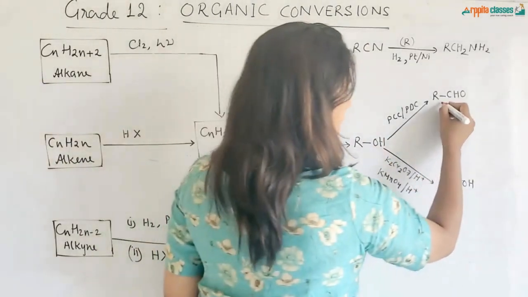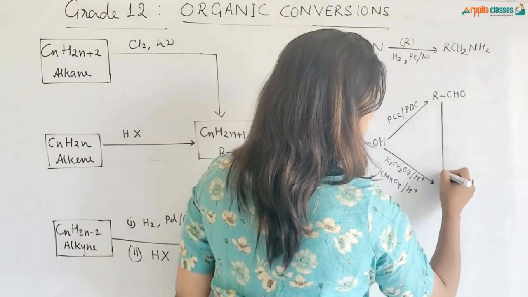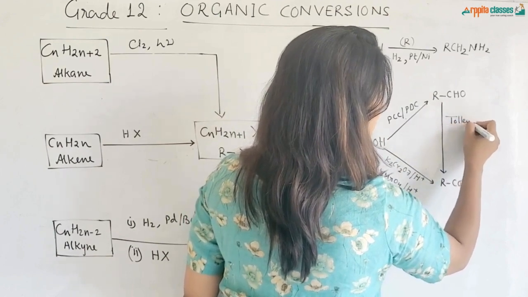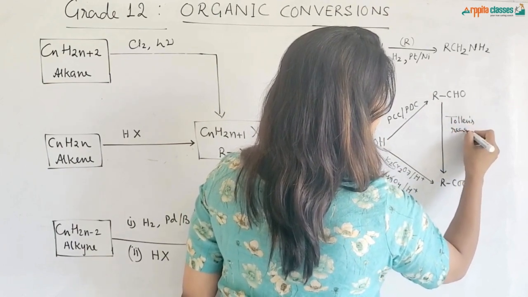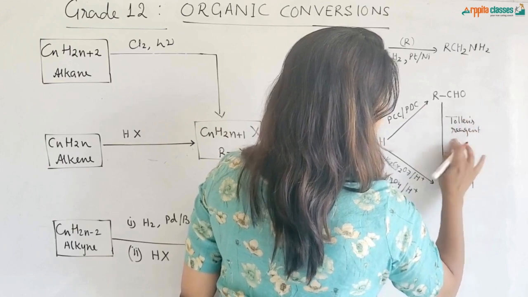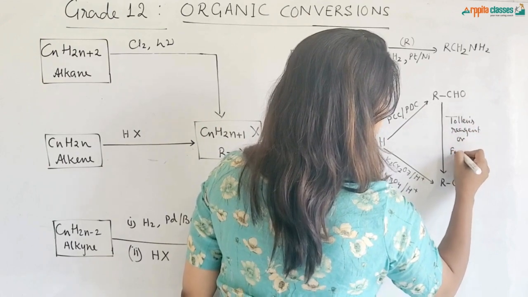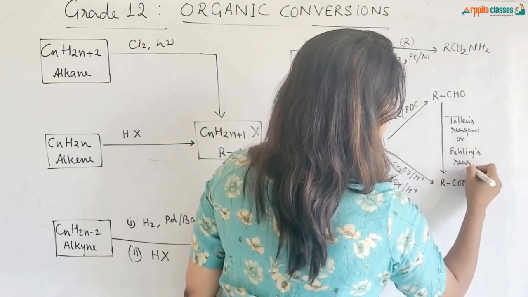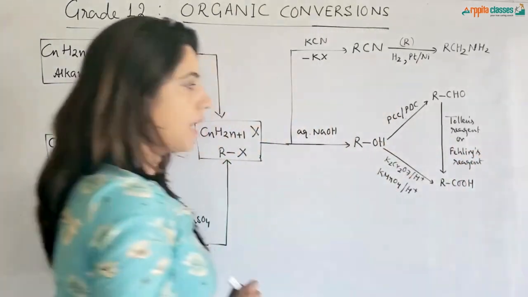Also from aldehyde to carboxylic acid we can go. Aldehydes are treated with Tollens reagent or Fehling's solution, Fehling's reagent, so that they convert into carboxylic acid.